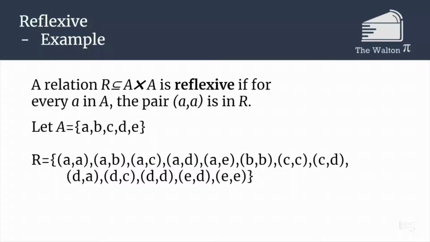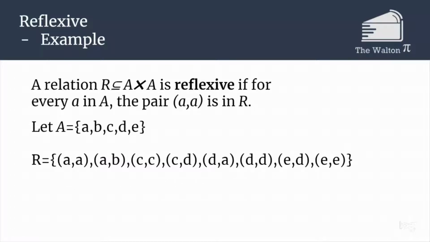Hopefully you've had enough time to look through. By finding the pairs A comma A, B comma B, C comma C, D comma D, and E comma E, we see that this is reflexive. Now let's look at this other relation. Is this relation reflexive?